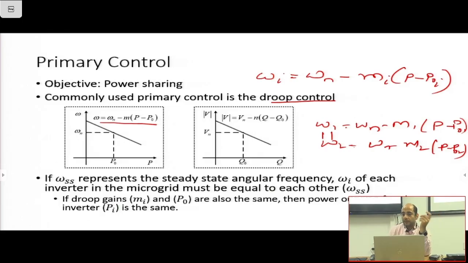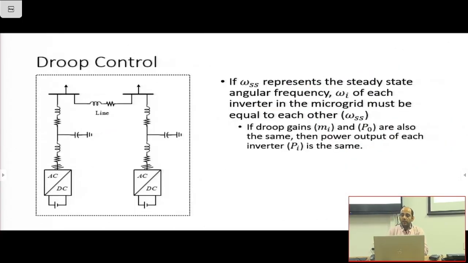What will happen? Your p1 minus p01 will be equal to p2 minus p02, right? So now if m1 is equal to m2 and p01 is equal to p02, then what will happen? Can you see this equation? The only unknowns are p1 and p2, so p1 and p2 will become the same. So automatically you achieve the desired power sharing. That means you avoid instant overloading of the first source and you achieve equal power sharing. Okay, so the powers are equally shared.